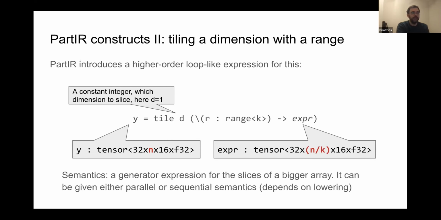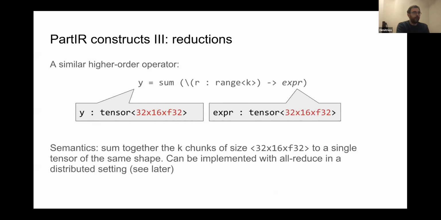So for example, a very naive reference semantics for this implementation is exactly this. I'm going to run all of the loop iterations one by one, and I'm going to stack on dimension one all the chunks. So, right, let me continue. There's another op which is a little bit like that, which is just a reduction. And in fact, it's a reduction with just a summation, just an add. It's not a generic semiring.